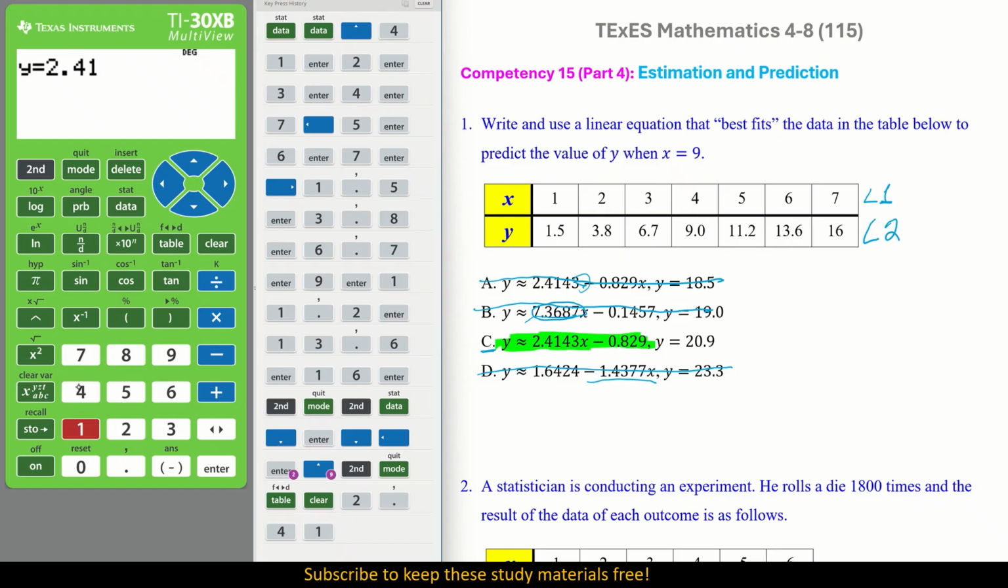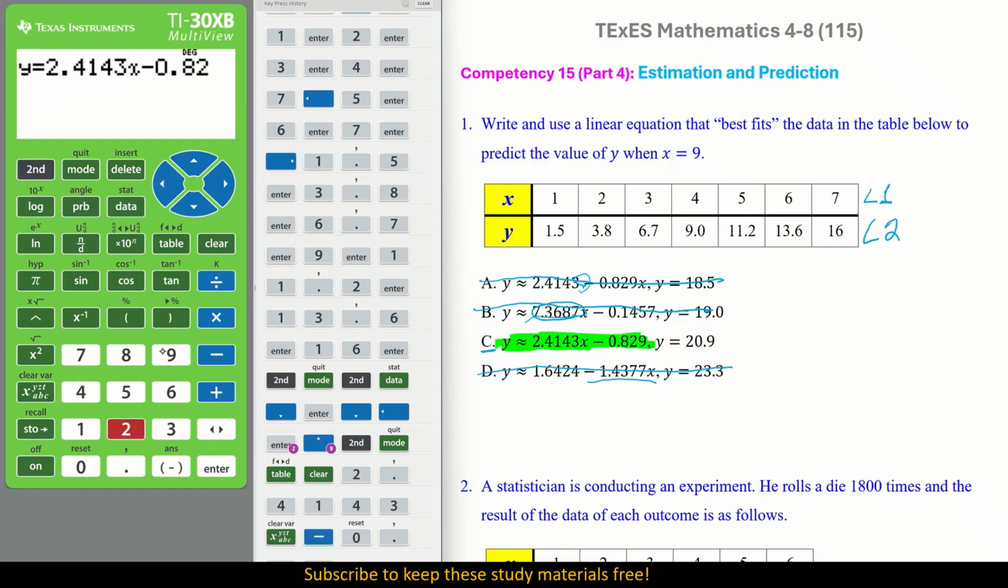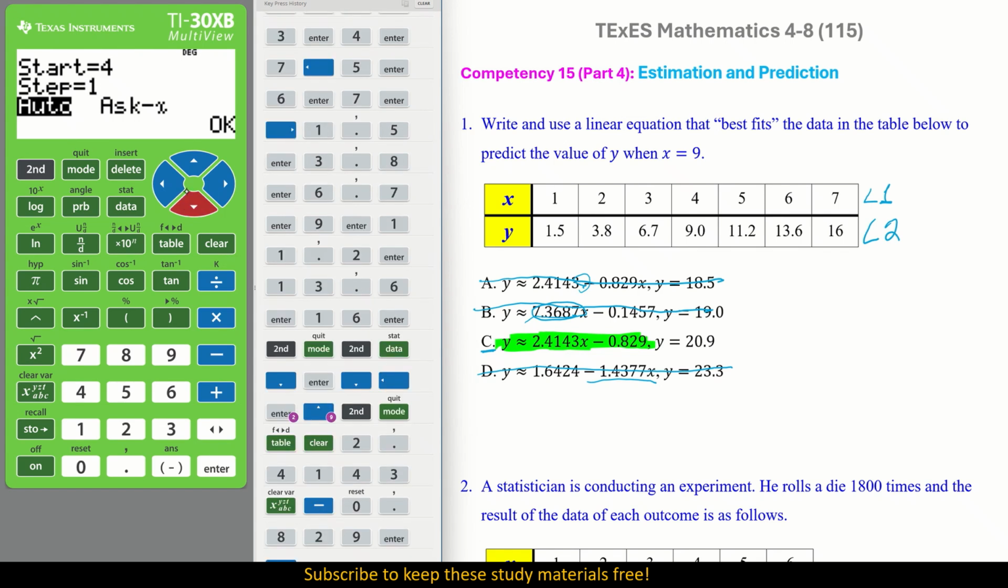2.4143. I said it wrong. And then let's push X. Now minus 0.829. Okay, and push enter. I'm not going to use any of that, so don't worry if it's a 0, but you do want steps of 1. We just need to leave it as steps of 1 because what we're going to do is use the ask option. So push enter and enter again.